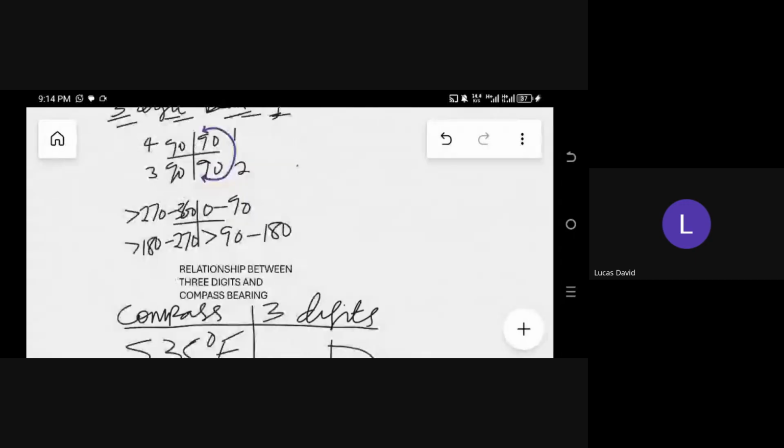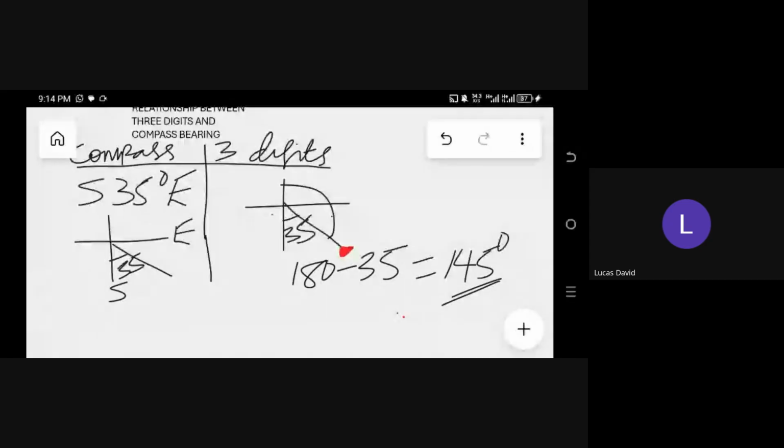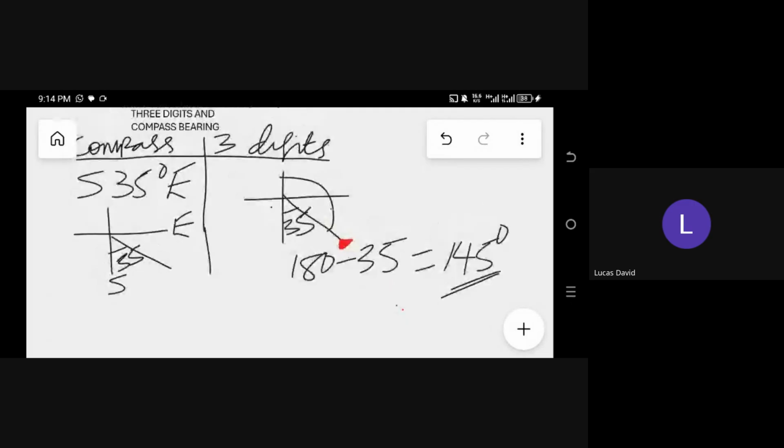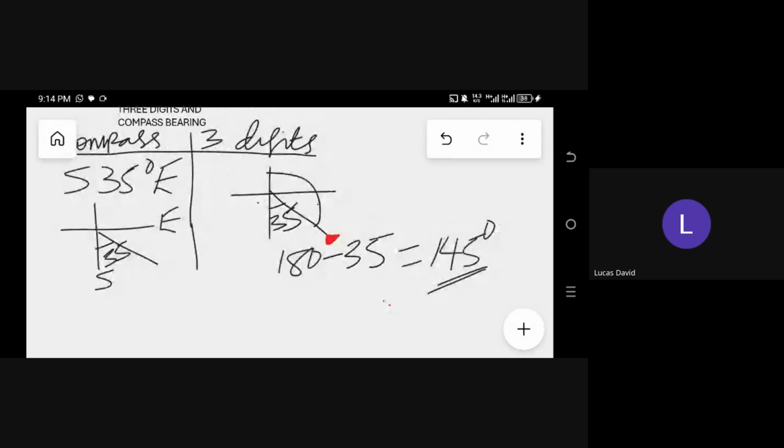Coming here, we already have that small place as 35 degrees. So the question now is, what is that balance? We already know that everything from north to south should be 180, and now we've gotten 35 degrees. So what is the balance once we take 35 degrees from 180 degrees? That balance will be 180 minus 35 degrees. And then the 3-digit bearing, when you convert south 35 degrees east, is 146 degrees. Do you understand this?